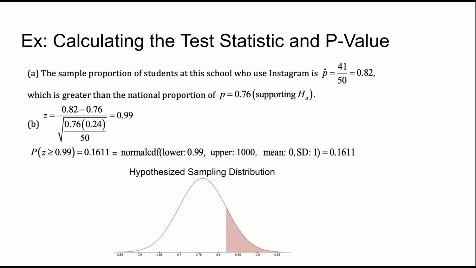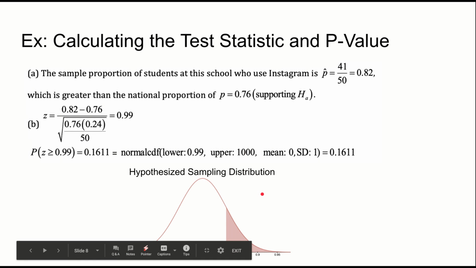All right, the sample proportion of students at this high school who use Instagram is 0.82, which is greater than the null proportion of p equals 0.76. And so for part B, our test statistic is calculated using this formula. We have z equals 0.99, and we do a normal calculation, and we get 0.1611. And here is a sketch of our hypothesized sampling distribution if indeed p is equal to 0.76.